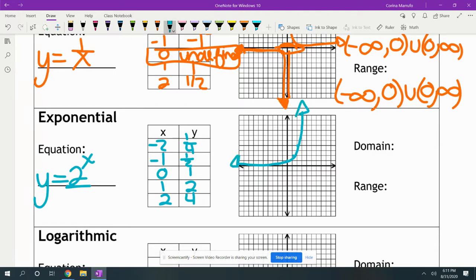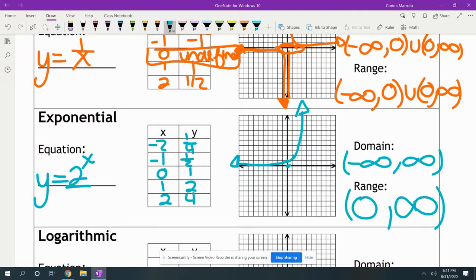Okay, so your domain, if you notice, it covers all the numbers going this way, and then it continues spreading apart slowly. So it's going to be -infinity to infinity. Now your range, if you notice, it doesn't come under the x-axis, so it's going to be from 0 all the way up to infinity. And then 0, it does not cross 0. It stays right along the line of 0.